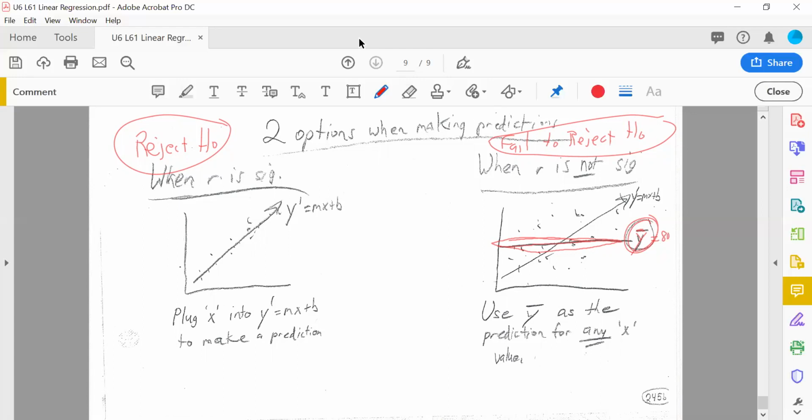Okay, everybody, that's your linear regression. Just do the homework from linear regression, not the variation and standard error of estimate, just linear regression homework.